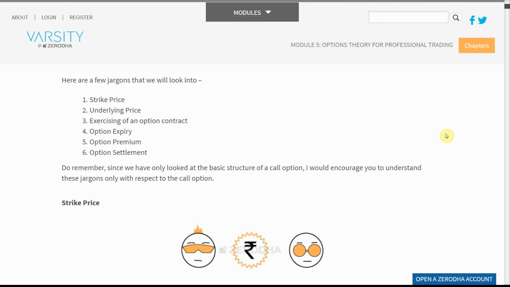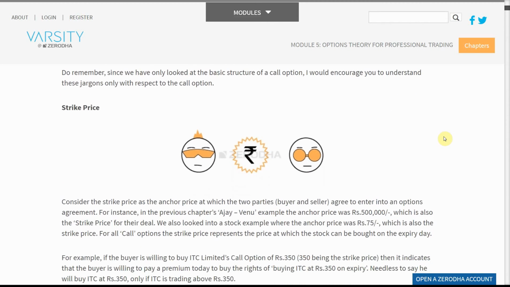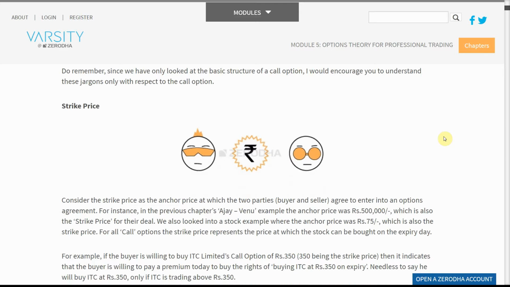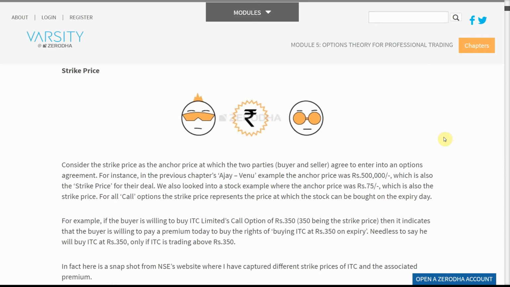Do remember, since we have only looked at the basic structure of a call option, I would encourage you to understand these jargons only with respect to the call option. Strike price. Consider the strike price as the anchor price at which the two parties, buyer and seller, agree to enter into an options agreement. For instance, in the previous chapter's AJ venue example, the anchor price was 500,000 rupees per, which is also the strike price for their deal.